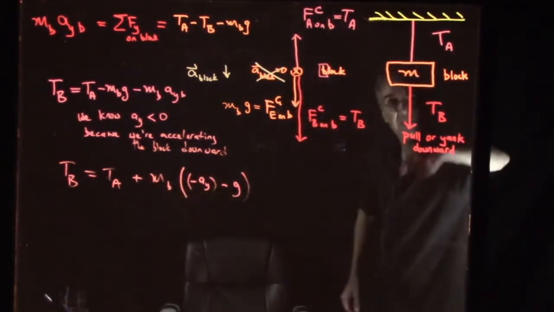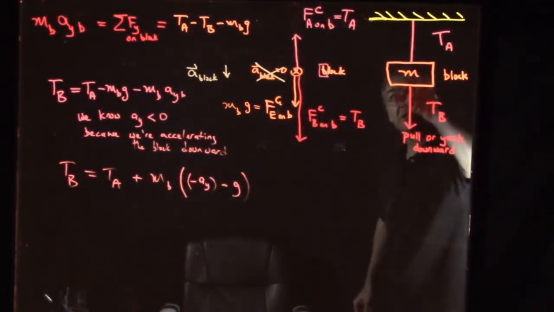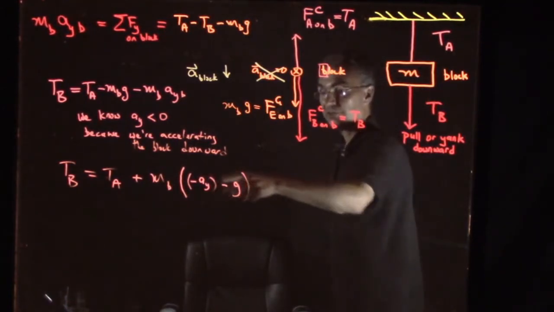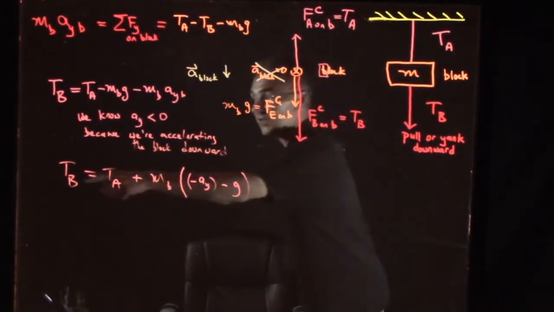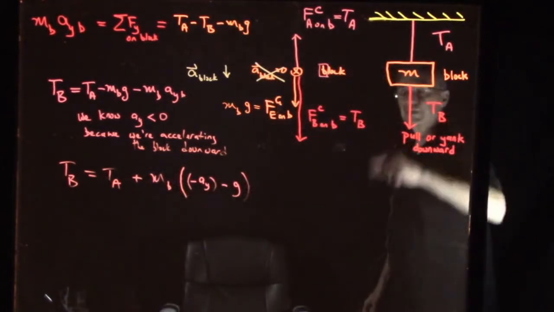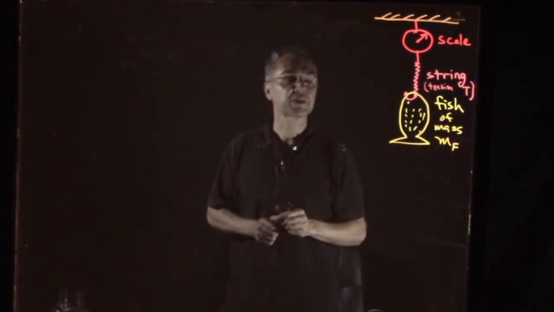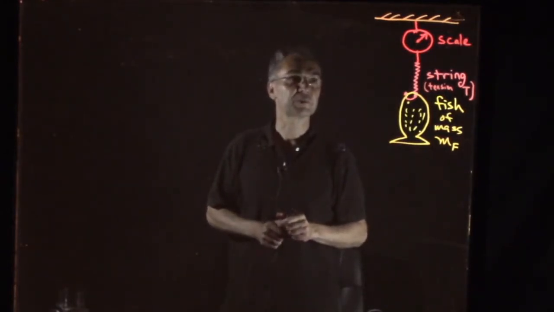But if I yank on the string so quickly that the block starts to accelerate with a downward acceleration bigger than g, then the tension is bigger in the bottom string, and the bottom string breaks first. So here's a problem that's a little bit like that lowering the bucket problem from last week.